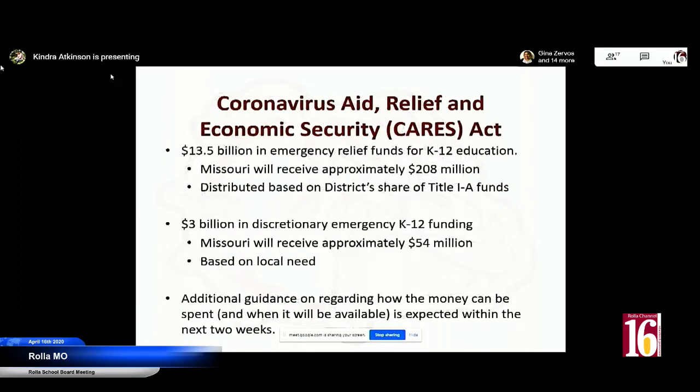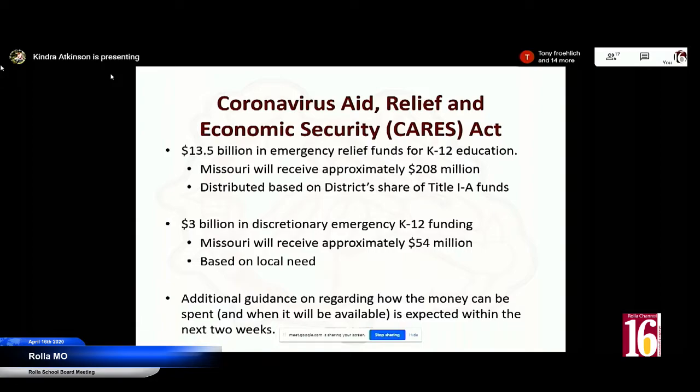Okay, so then we have the Coronavirus Aid, Relief, and Economic Security, or the CARES Act, that was passed recently. How that's going to affect K-12 education is that they've allocated $13.5 billion in emergency relief funds for K-12. Missouri is expected to receive approximately $208 million, and it will be distributed based on the district share of Title I funds. There's going to be an additional amount, $3 billion of discretionary emergency K-12 funding. Missouri is going to receive approximately $54 million. It will be based on local need. That amount of money will have to be applied for, the way I understand it, and it's up to the governor's discretion for how that is spent.